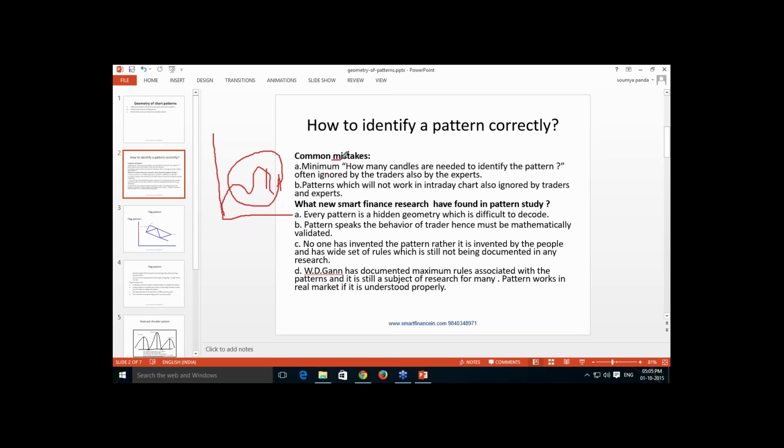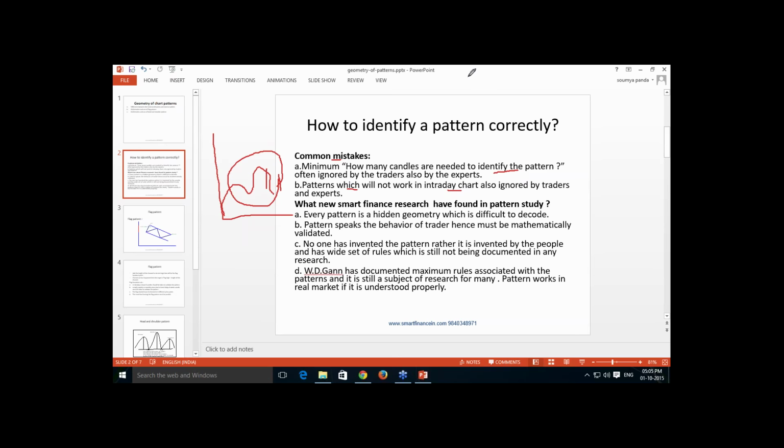So what are the common mistakes we make while identifying a pattern? How many candles are needed to identify a pattern? We never used to concentrate on that part. Often we ignore that. Pattern means whatever is visible to our eyes, but it is not like that. We require a minimum number of candles, a minimum number of price points to identify a pattern. That is first. We need to understand which pattern will work in an intraday chart, which pattern will work in the long-term chart. This is also very, very important for a trader. This is also usually ignored.